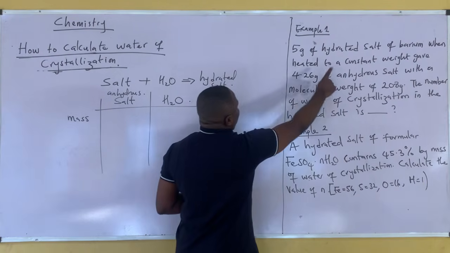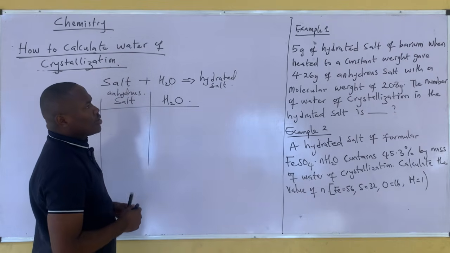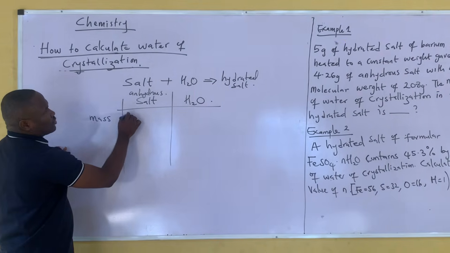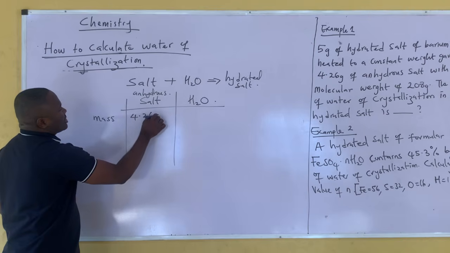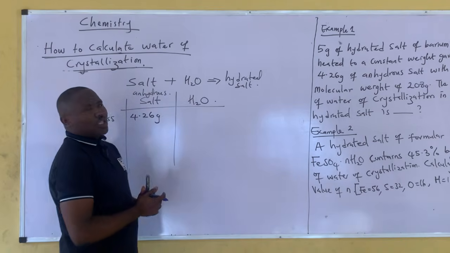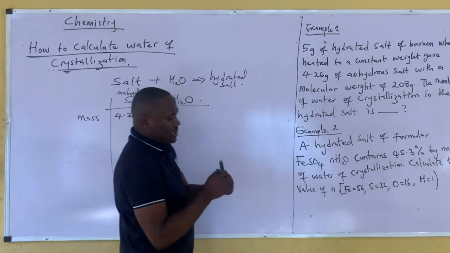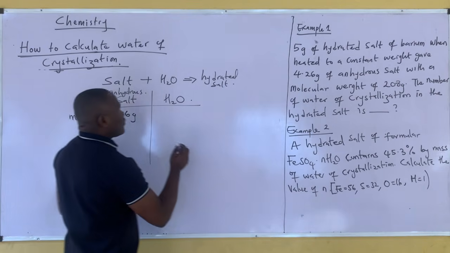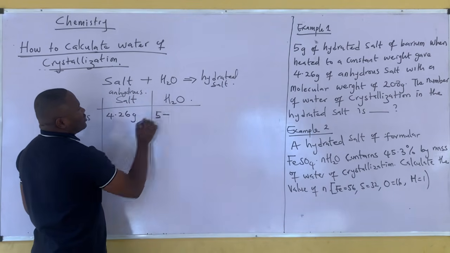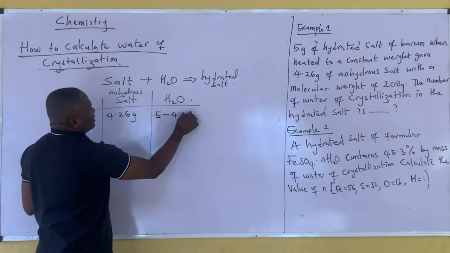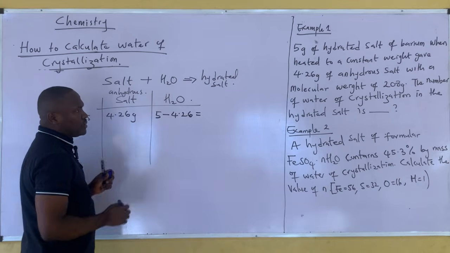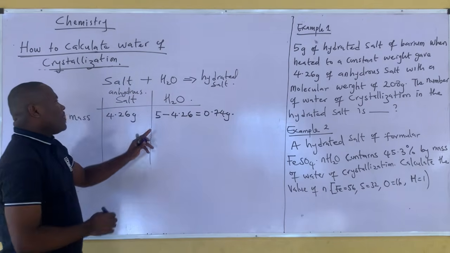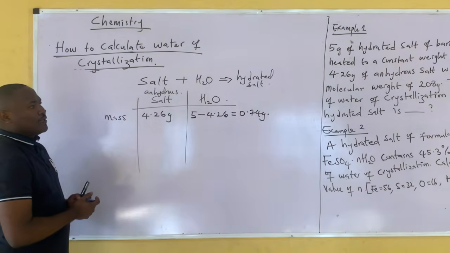What is the mass of the anhydrous salt? It says 5 grams of hydrated salt of barium when heated to a constant weight gave 4.26 grams of anhydrous salt. So the mass of anhydrous salt is 4.26 grams. What about the mass of water it will give? This is the mass of hydrated salt, while this is the mass of anhydrous salt. So the mass of water will be the mass of hydrated salt minus the mass of anhydrous salt, that will be 0.74 grams. So the mass of water is 0.74 grams.